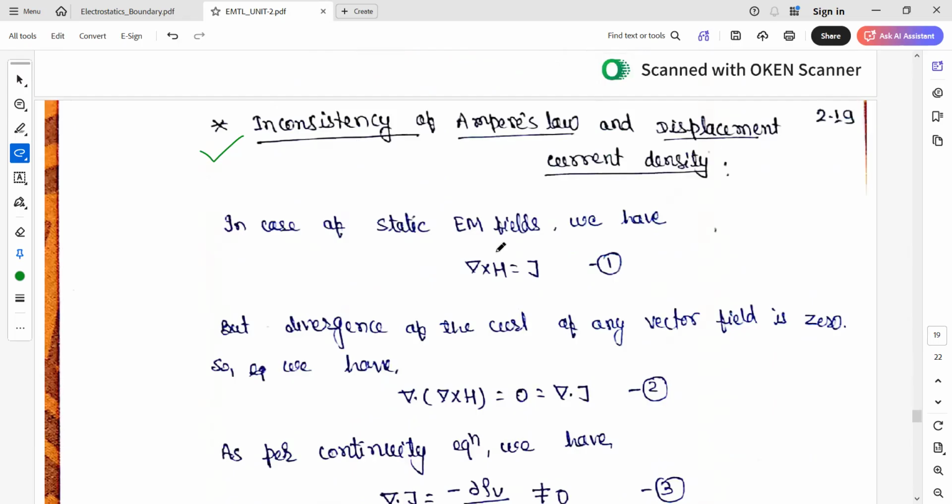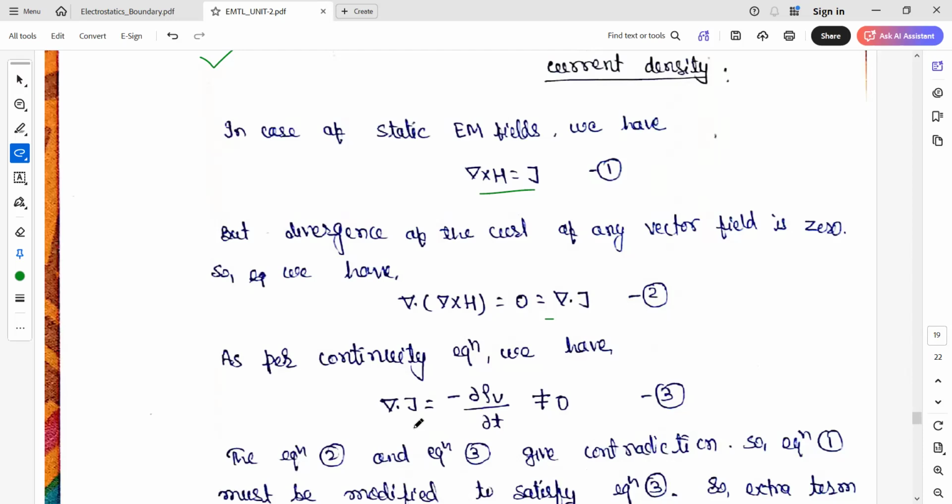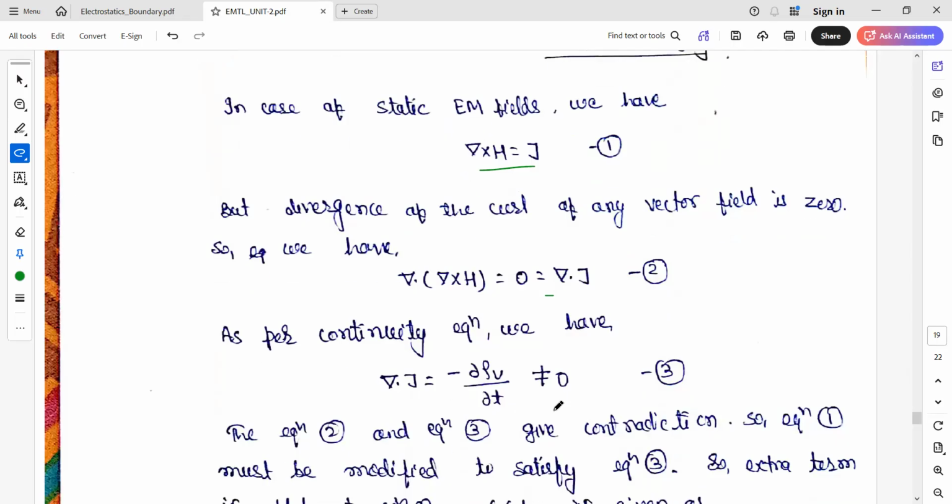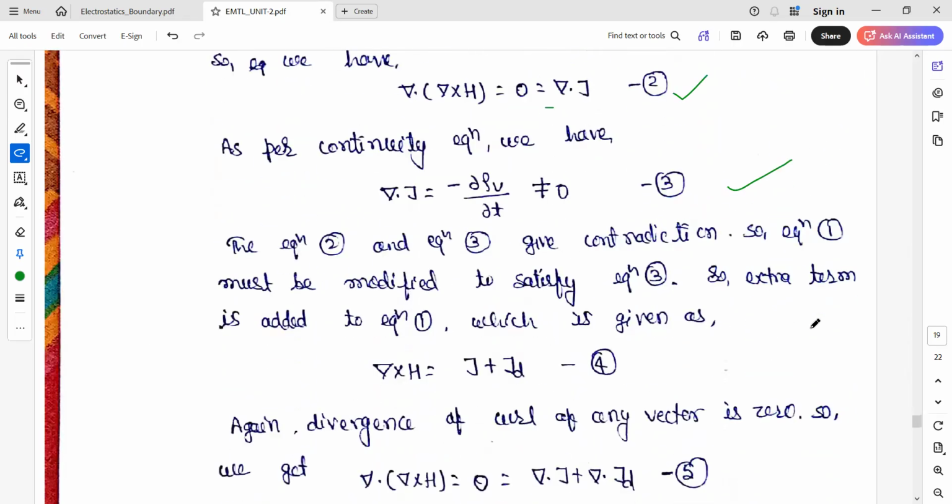So how is Ampere's law going to fail? Here we are going to include the concept of displacement current. Finally we have del cross H equal to J. Now we apply that the divergence of the curl of any vector is 0. As per the continuity equation we have seen earlier, del dot J equals minus ∂ρv/∂t, which cannot be equal to 0. So equation 2 says it is equal to 0, while equation 3 says it's not 0. So it is giving a contradiction.